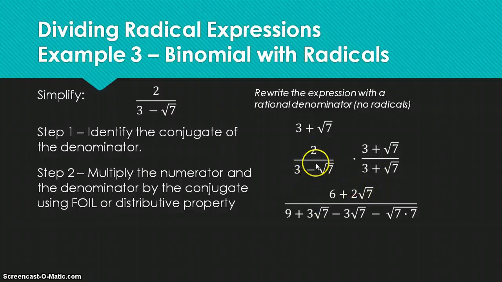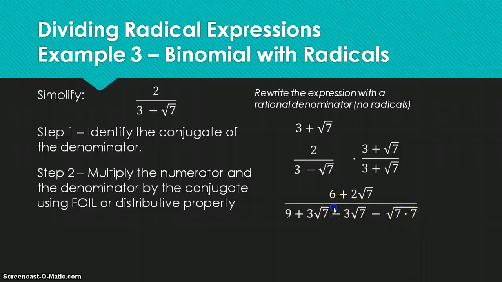Once we get through here, 2 times 3 gives me 6, and then 2 times 7 gives me 2 radical 7. So then if I multiply the bottom, 3 times 3 gives me 9. Then 3 times square root of 7 is positive 3 square root of 7. Negative square root of 7 times 3 is negative 3 square root of 7. And then negative square root of 7 times positive square root of 7 is negative square root of 7 times 7.